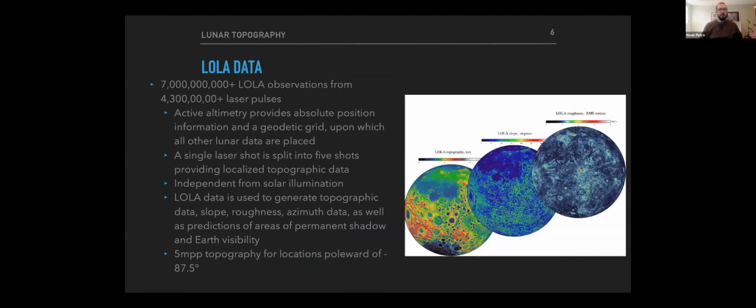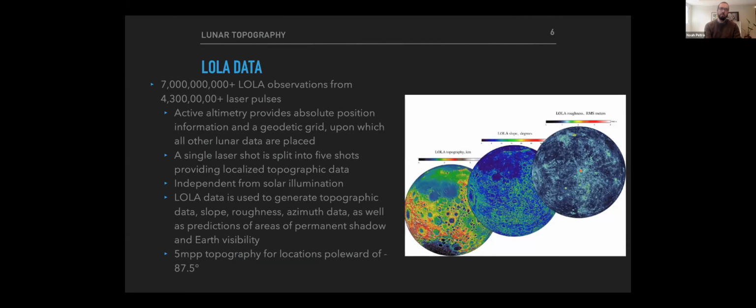So LOLA data has over 7 billion topographic observations of the lunar surface. And again, with the density of coverage over the South Pole, it really becomes this robust data set. With altimetry, we can get slope, azimuth, roughness information about any particular location on the moon. This has been an incredibly useful tool for understanding the shape of the moon, of course, and giving us knowledge about areas of permanent shadow or near permanent illumination.